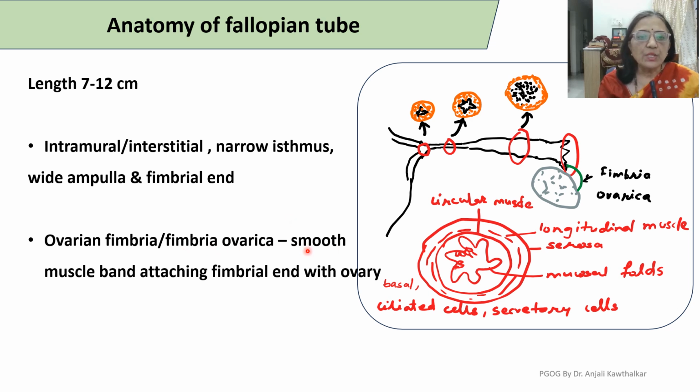There is one thing of special importance or interest: the presence of a smooth muscle band, which connects the fimbrial end of the fallopian tube with the ovary. This is called the fimbria ovarica or ovarian fimbria, a smooth muscle band which attaches the fimbrial end of the fallopian tube with the ovary.